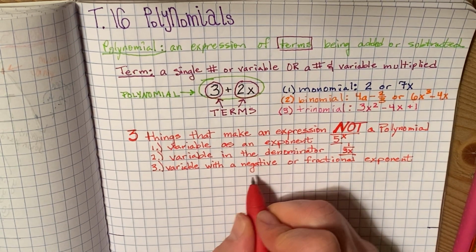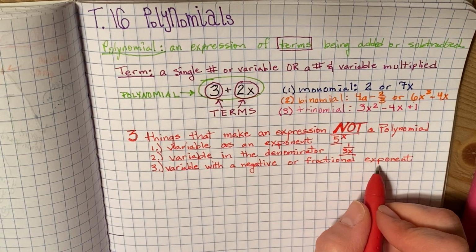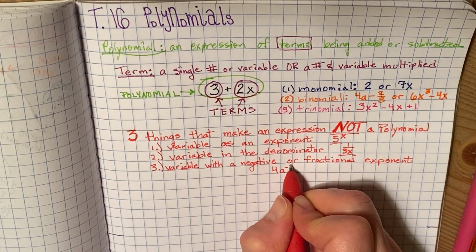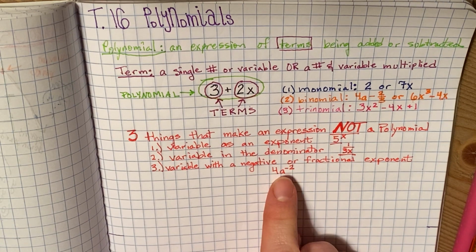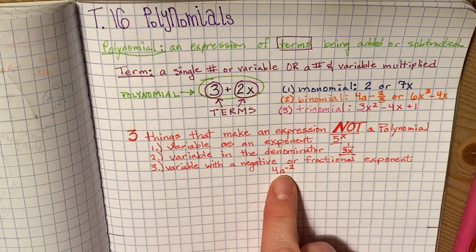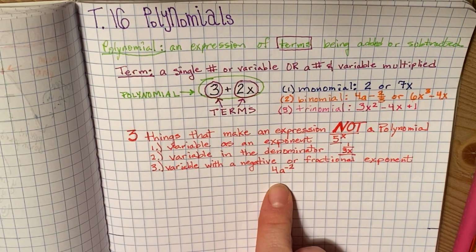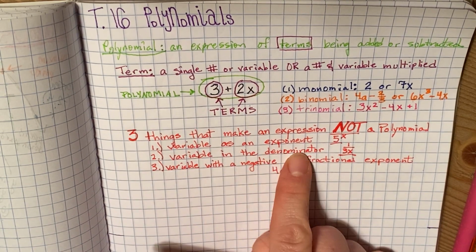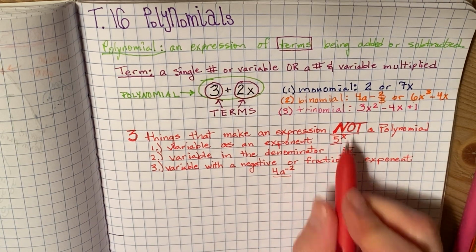So two examples for this one, because there's two things. A variable with a negative exponent would be something like 4a to the negative 2. Do you guys remember what happens with this? What happens when we have a negative exponent? Remember, drop it like it's hot, okay? So if this dropped down, it would be in the denominator, and then it wouldn't be meeting this criteria, right? If it's in the denominator, it's not a polynomial. So this is not a polynomial.